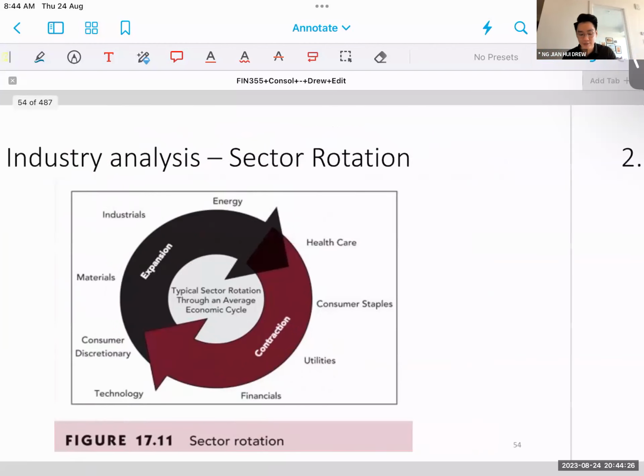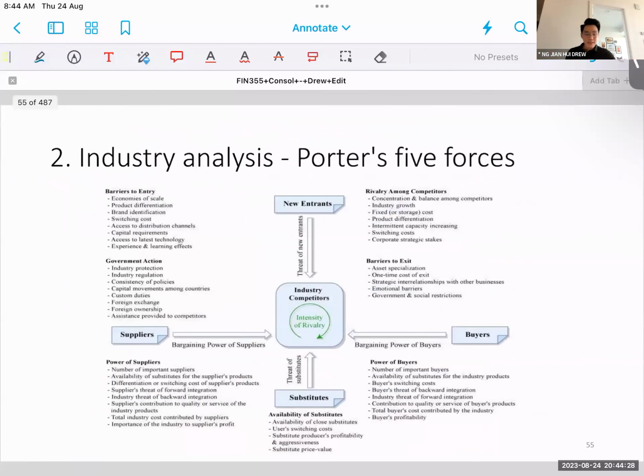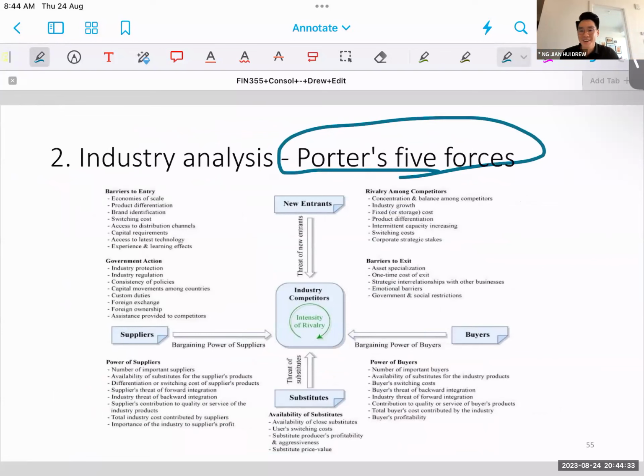All right, so this sector rotation. I hope this is not new. Porter's 5 Forces, if you have done strategic management, your professor will probably have gone into a lot of detail on this. Everyone has heard of Porter's 5 Forces? Okay, that's good. I think this is like business 101, so I will not go into detail.